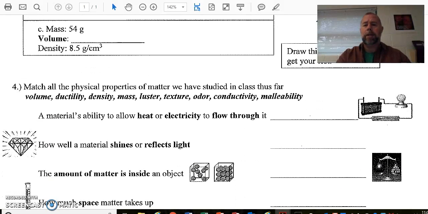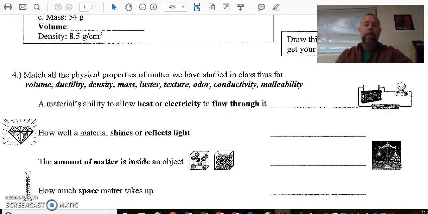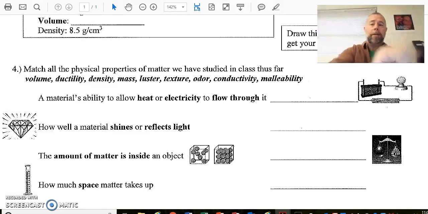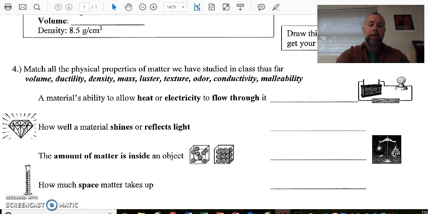Another thing that you can certainly do on your own is, like we filled this out here with the physical properties, take your hand and cover up the answers and see if you can answer it correctly again. If you have a partner, a friend, a parent, whoever, give them the paper. Have them ask you the questions, like a material's ability to allow heat or electricity to flow through it. What is that? Can you tell them? If you're having trouble with that, you need a little bit more work on it.